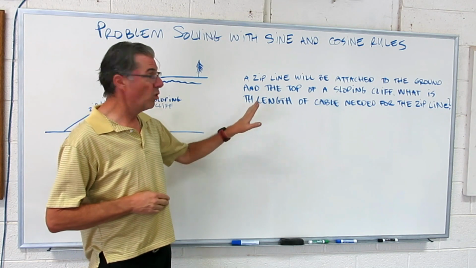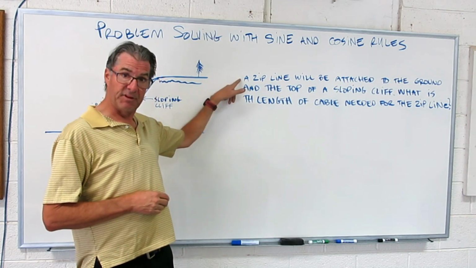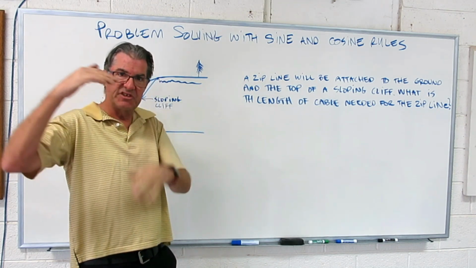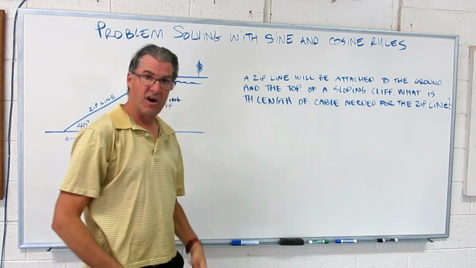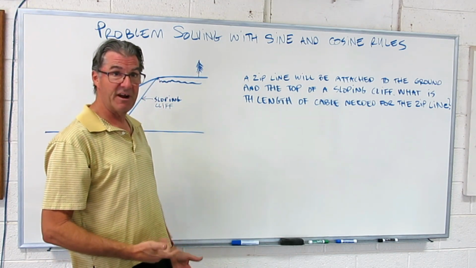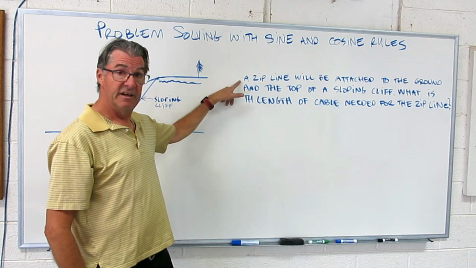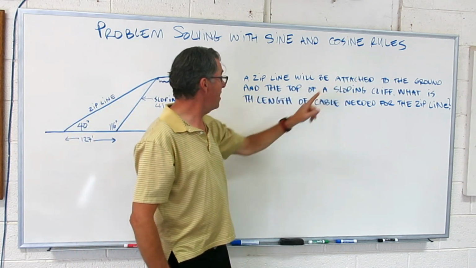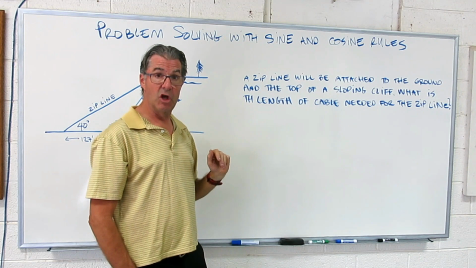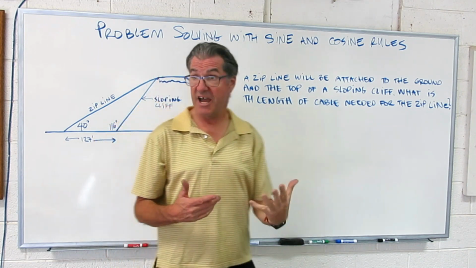Okay, so here's the words with this problem. A zip line. Zip lines are where you attach yourself to it and you go really far and fast, high over the ground. So we've got a zip line and it's going to be attached to the ground and the top of a sloping cliff. So let's take a look at our diagram.